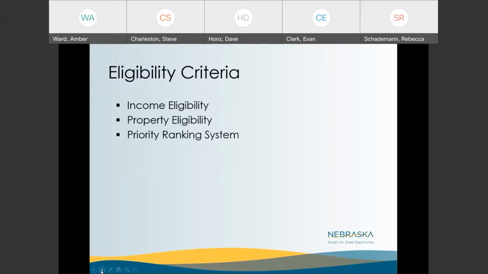Eligibility criteria. Again, program guidelines are really the rule book, so we'll just kind of go through some of the steps here. So eligibility, those are the real big components of owner-occupied rehab. They need to be income eligible, the property needs to be eligible, and then if you guys are using a priority ranking system as well, that's an item to consider.